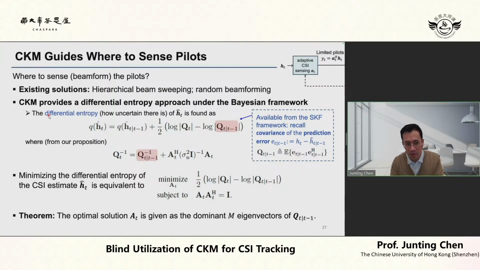For those who are not quite familiar with information theory, the differential entropy simply measures how certain or how uncertain the estimate is. So what we are trying to do is minimize the differential entropy for the best probing vector. And this is already available from the switching Kalman filter approach, which is given by this vector. And then we find that the optimal probing vector, or the optimal sensing matrix, is given by the dominant eigenvectors of the covariance matrix of the prediction error. So this gives us guidance to steer the beamforming vector for channel probing.